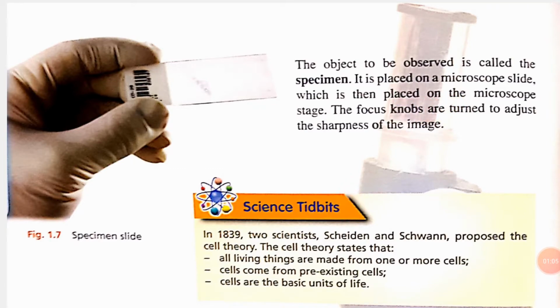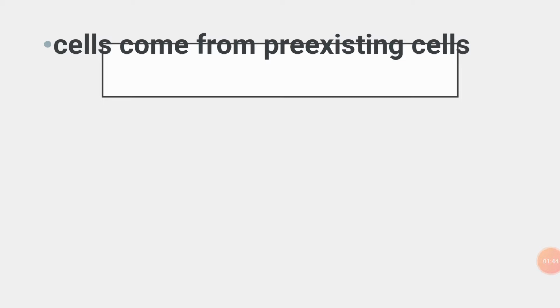The next thing is about the science tidbit. In science tidbit they are telling us about the cell theory. Cell theory explains three main points. The first point is all living things are made from one or more cells. Second point is cells come from pre-existing cells, and third is cells are the basic unit of life. As we are familiar with the first and third point, we are going to further discuss the second point, that cells come from pre-existing cells.